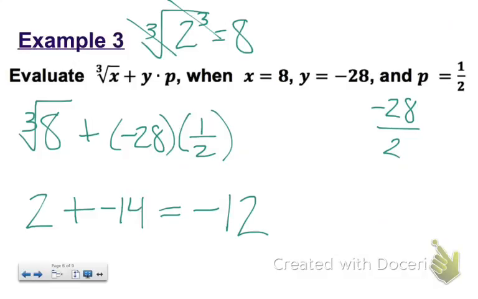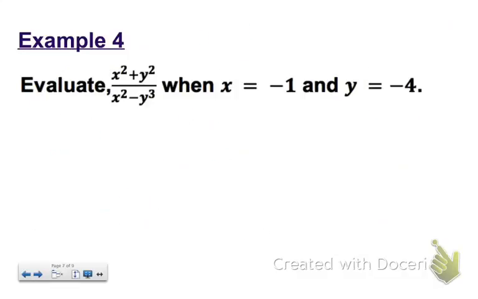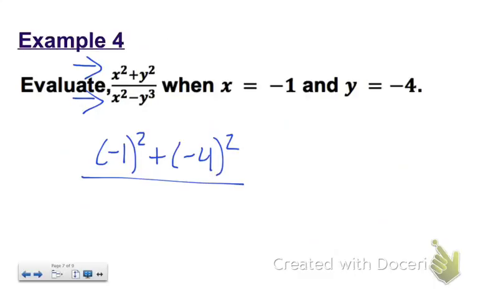Now I'm doing that in my head, but remember, you're always welcome to double check on a calculator. Alright, example 4, evaluate, and again, make sure you're using parentheses around your negative numbers, and make sure you're finishing the top and the bottom before you divide anything. So we get (-1) squared plus (-4) squared over (-1) squared minus (-4) cubed.